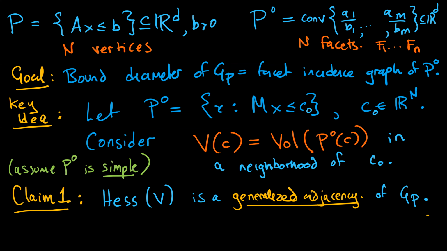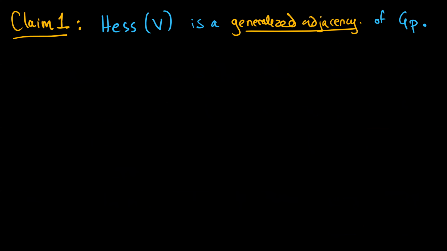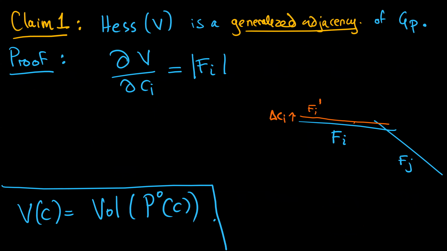The first claim that we make is that the Hessian of V is indeed a generalized adjacency matrix of the graph, and a scaling and shifting of it will be the one which we apply the theorem to from the previous section. And the second claim is that this Hessian has exactly one positive eigenvalue, and this will help us get a spectral gap. But first, let's prove claim one, and we'll just do a proof by picture here.